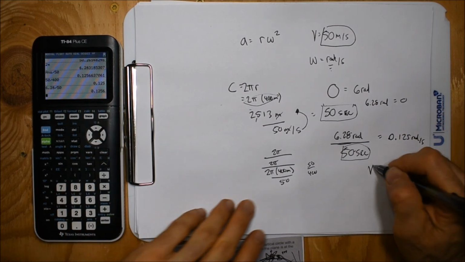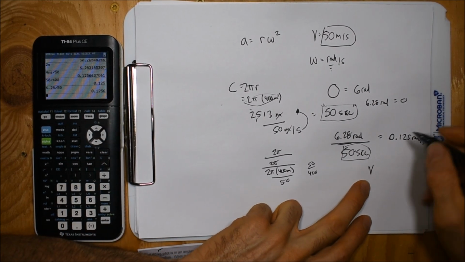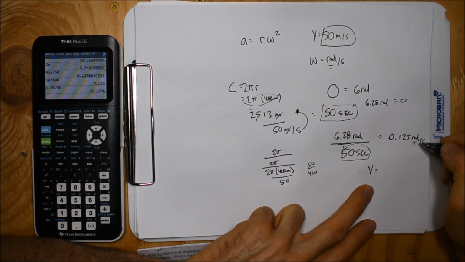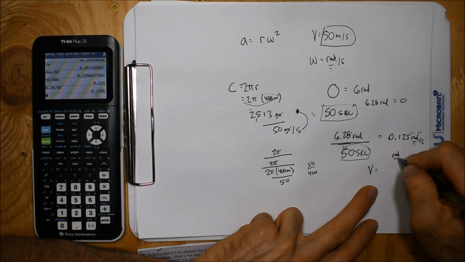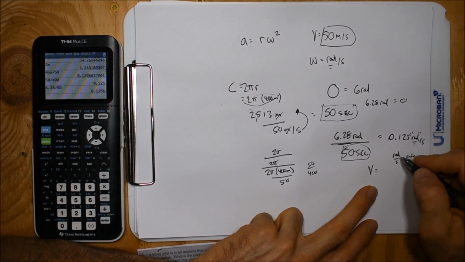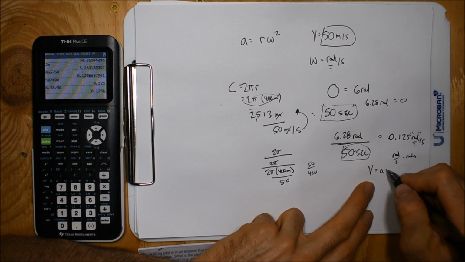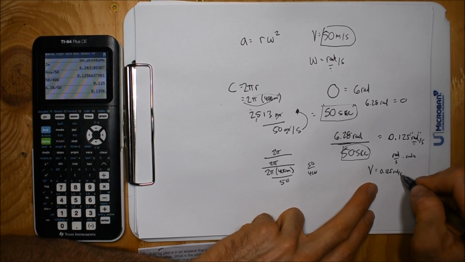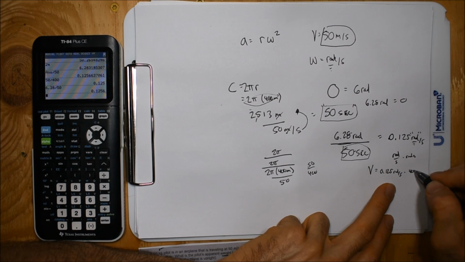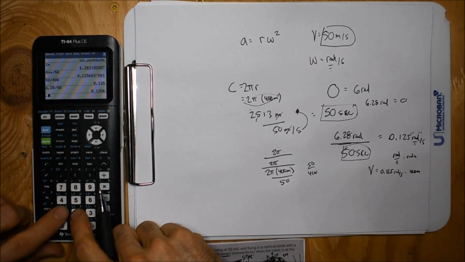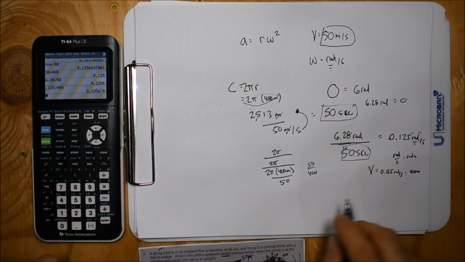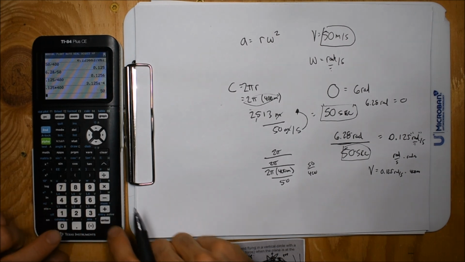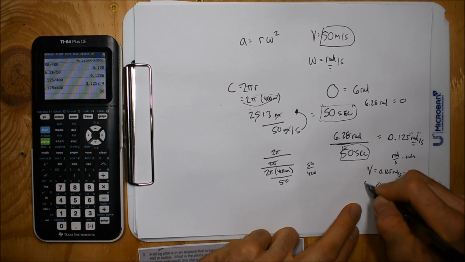And let's figure out what the velocity is. Because if you have radians per second, well, what is a radian? Radians times radius is something useful. So radians per second times radius is going to be velocity. So 0.125 radians per second times your radius of 400 meters, 0.125 times 400, all right, it is 50 meters per second.